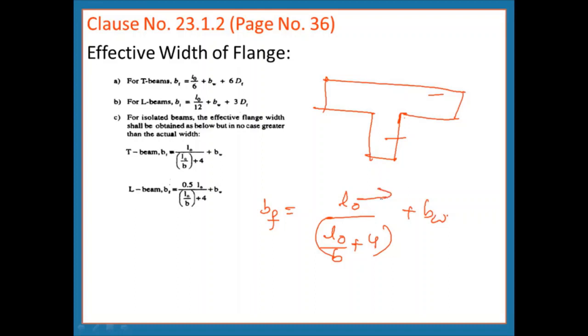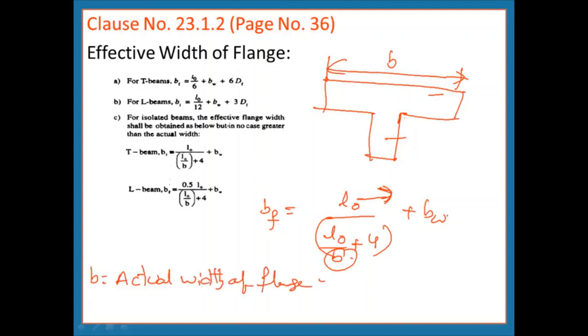What L0 is, I already told you, and B is the actual width of the flange here, and BW is as usual. If you substitute them here, you will get the effective width of the T beam and the L beam. So isolated beam means you construct only a single beam and single slab together, whereas monolithic means whatever slabs and beams we cast together in residential buildings.